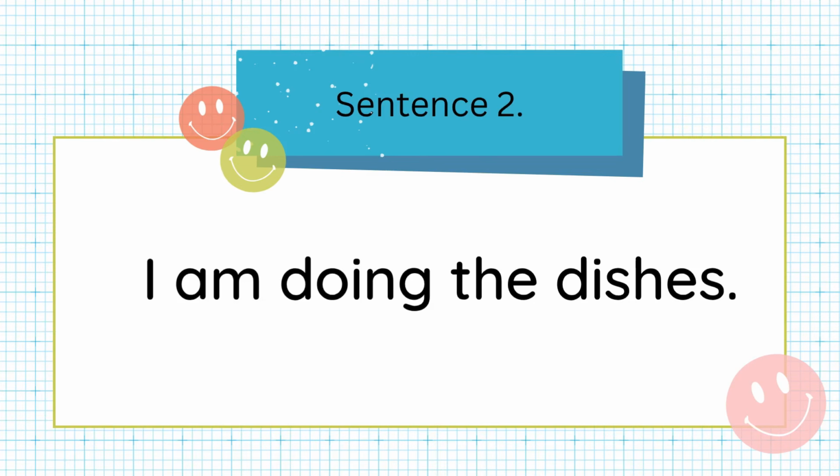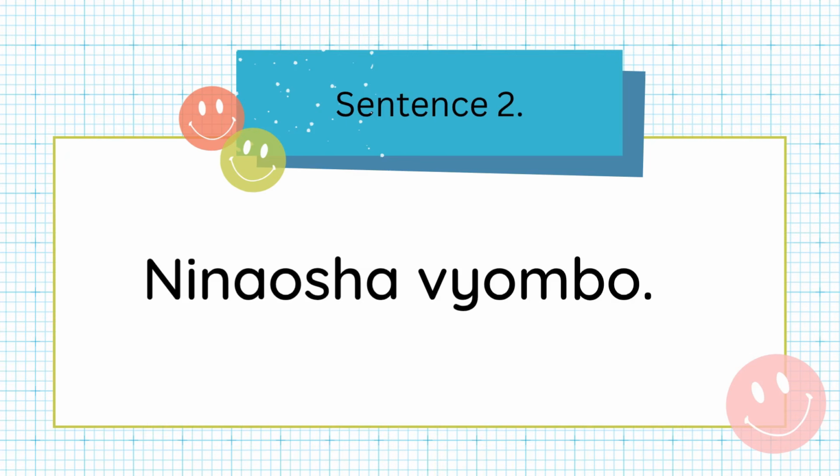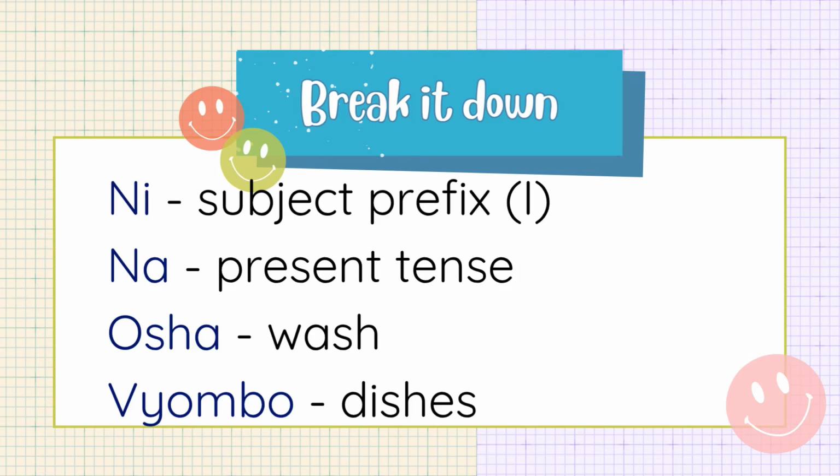Sentence 2. I am doing the dishes. Ninaosha vyombo. Let's see how it's built. So ni means I. Na shows the action is happening right now, so the present tense marker. Osha means wash. And then vyombo means dishes or utensils.